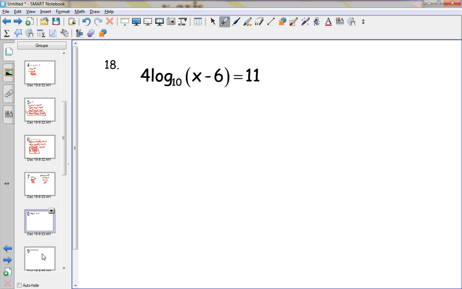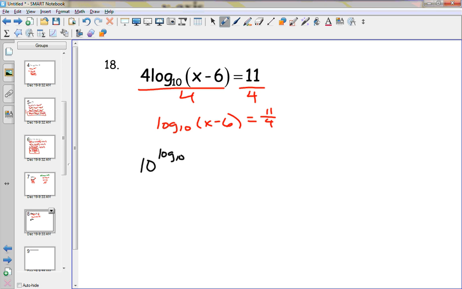Divide by 4. Log base 10 of x minus 6 is equal to 11 over 4. Now what? You might make it an exponential function, correct? And the reason why I have to do that is because I need this 10, those all become exponents. That's canceled out. I have x minus 6 is equal to 10 to the 11 fourths.